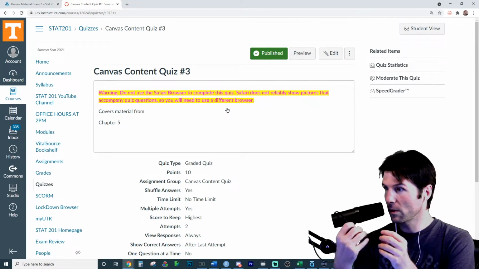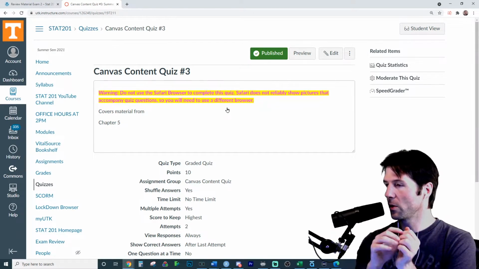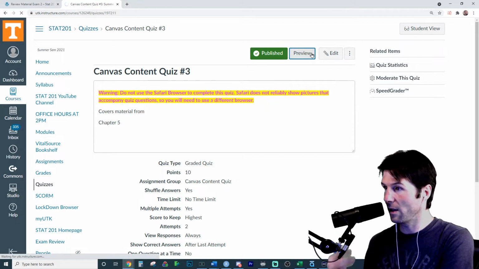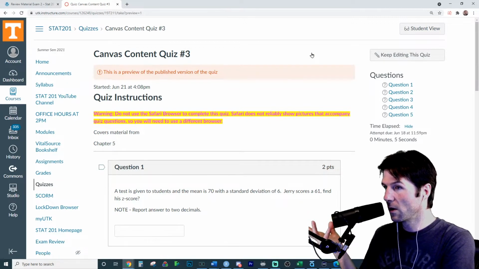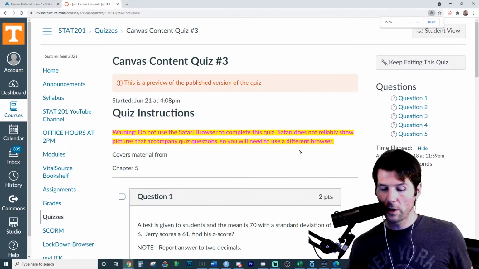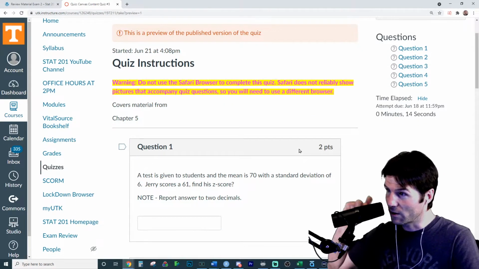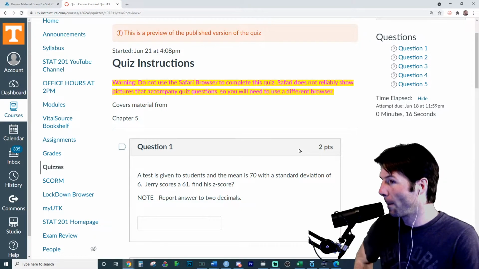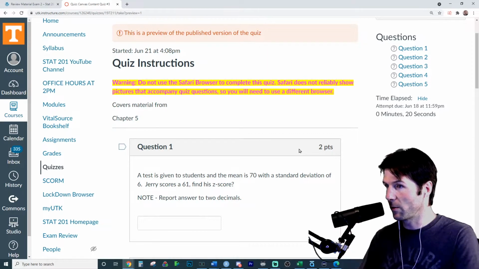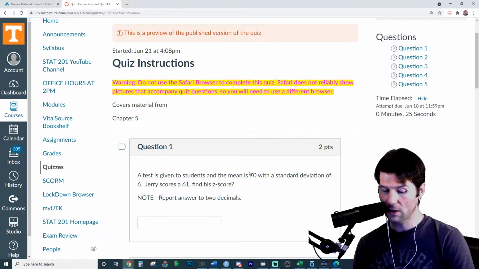So a lot of people are rightfully worried when you're taking a class, like, what's this first test going to look like? Well, your test is going to be via Respondus, so your questions are going to look a lot like a Canvas content quiz. So these questions right here are meant to mimic the test. So if you're worried, and keep asking questions. Grant, Oscar, so good to have you here. Keep asking questions. I'll answer all those questions you ask. So if you're worried about what the test is going to be like, this is what the test is going to be like. So you see a test is given to students and the mean is 70.